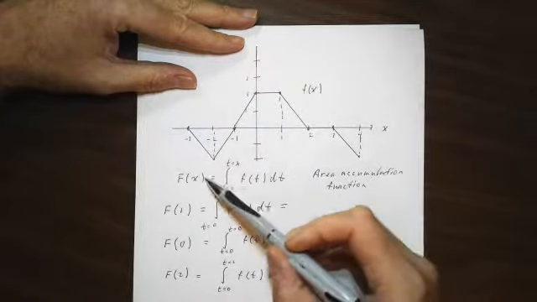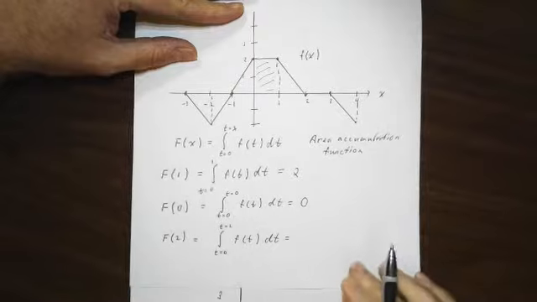Capital F of 0 is the integral. We plug 0 in for the upper endpoint, the integral from 0 to 0 of little f. Well, there's no area to compute because these two endpoints are the same. So that's 0. Capital F of 2.